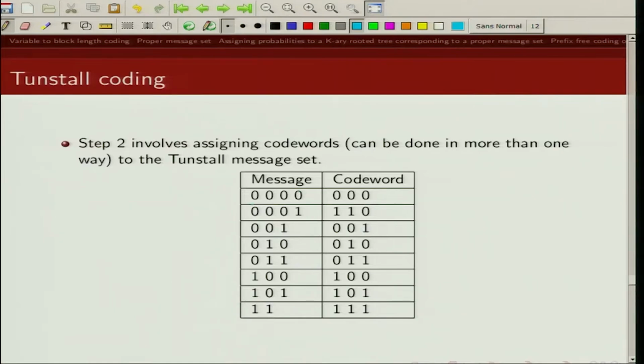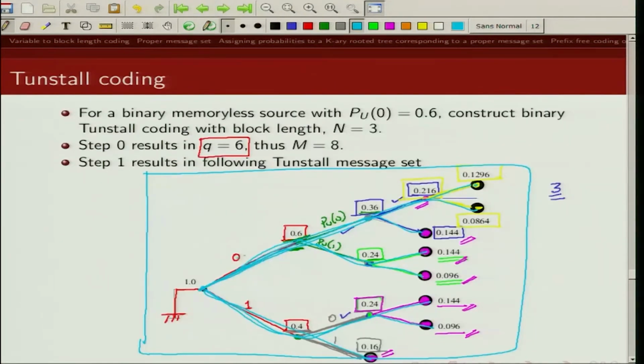So you can see, for example, this one corresponds to 0, 0, 0, 0. This corresponds to 0, 0, 0, 1. This corresponds to 0, 0, 1. This one corresponds to 0, 1, 0. This corresponds to 0, 1, 1. This one corresponds to 1, 0, 0. This one corresponds to 1, 0, 1. And this one corresponds to 1, 1.